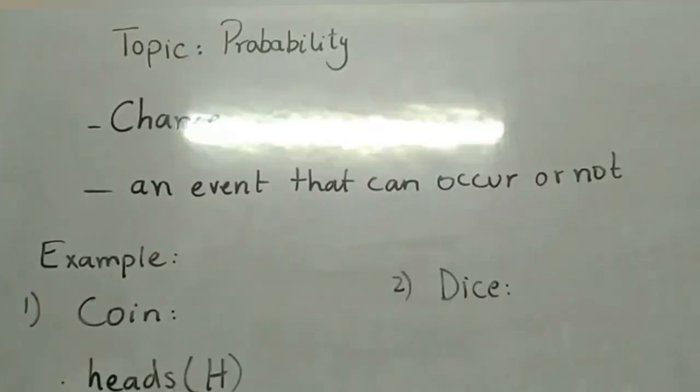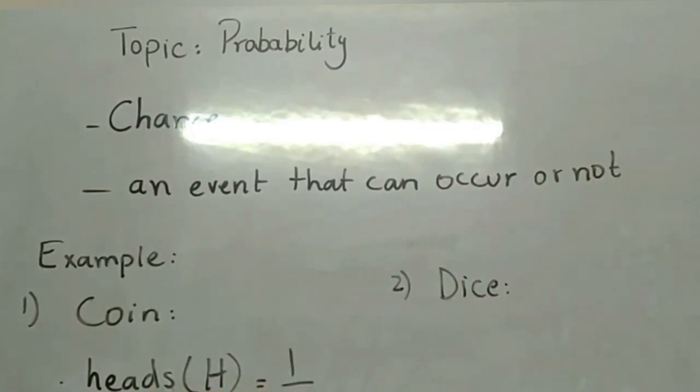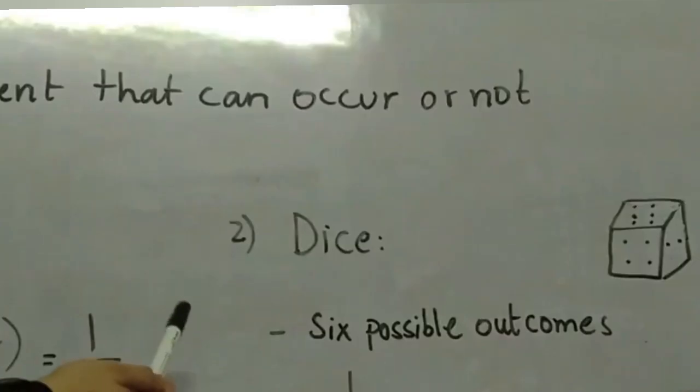Example. When a coin is tossed, there are two possible outcomes. One is heads and second is tails. So we can write it like this, half and half. It means when we have two total outcomes, out of which we can get head one time and tail one time. Second example is dice.